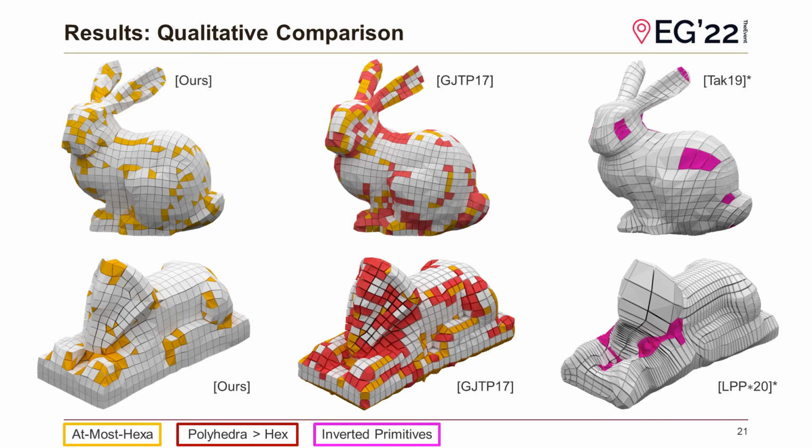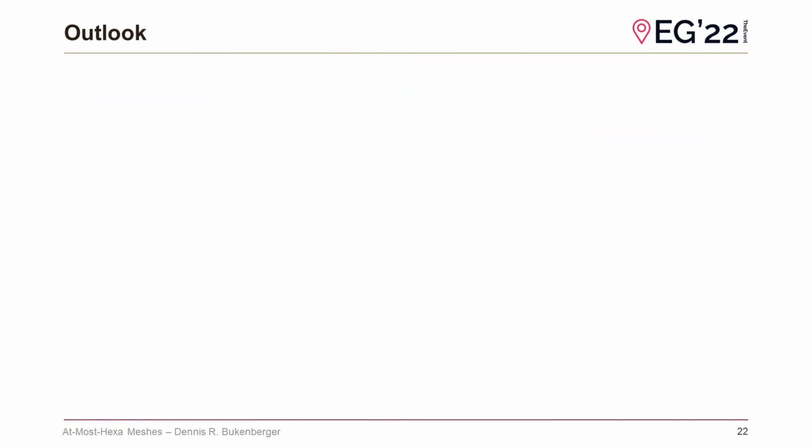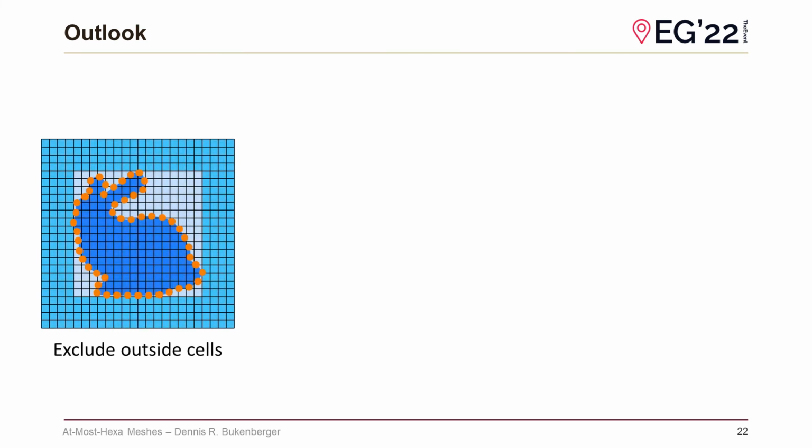For an outlook on future improvements, one thing could be to exclude outside cells early on. Currently, the Voronoi diagram and Lloyd relaxation is performed on the volume of a padded bounding box around the object. Close to the object's hull, we need cells on the inside and outside, but outside cells further away from the hull could be excluded in the computation to improve performance.